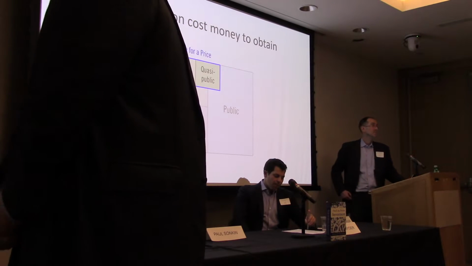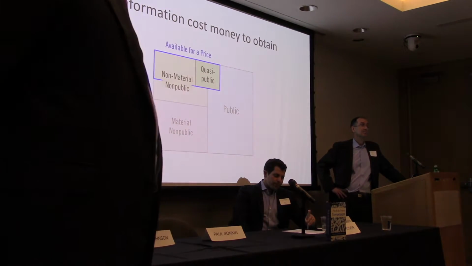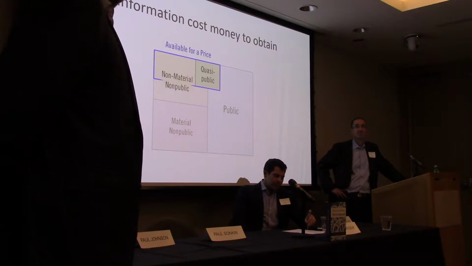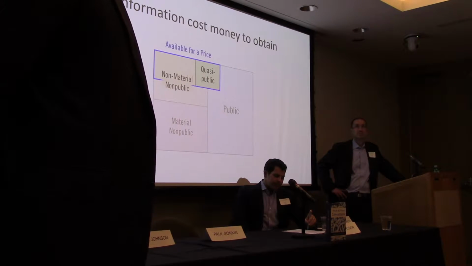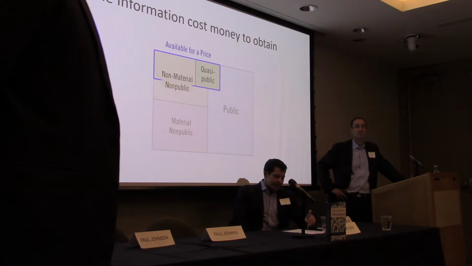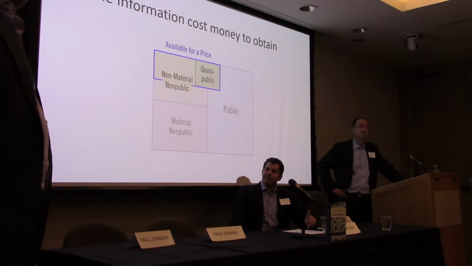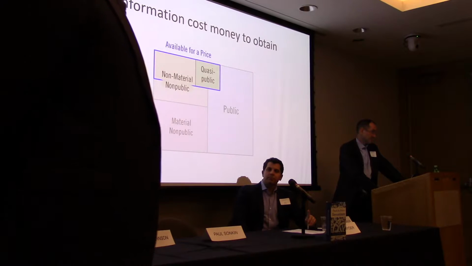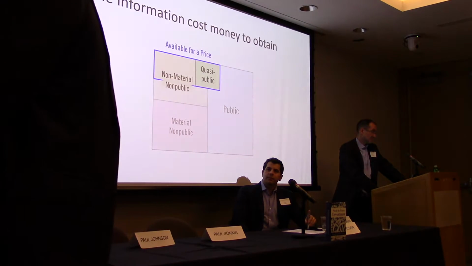This exercise is worthwhile because obtaining information costs money, usually time and energy. But these are the areas where you would want to look for informational advantage. Since public information is generally available, that would be hard to get an edge. The edge is really in this area of quasi-public and then non-material, non-public information. We'll show in a couple of slides how that gets all put together.